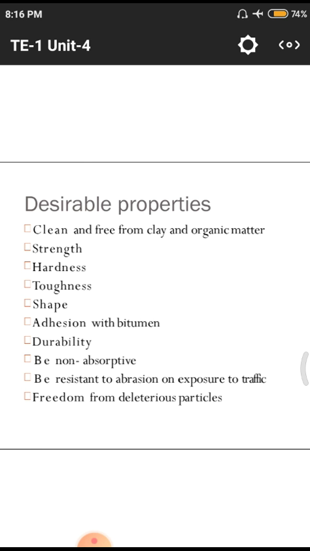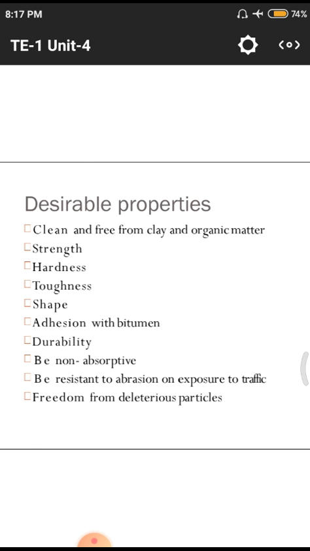Next one is the strength property. The aggregates have to bear a huge amount of stress whenever vehicles move on the roads, so the aggregate must withstand the stresses when the load is moving on the roads. If there is free stress distribution in the aggregates, it will give a huge amount of strength to the road. If strength is obtained, the road will have a long lifespan.